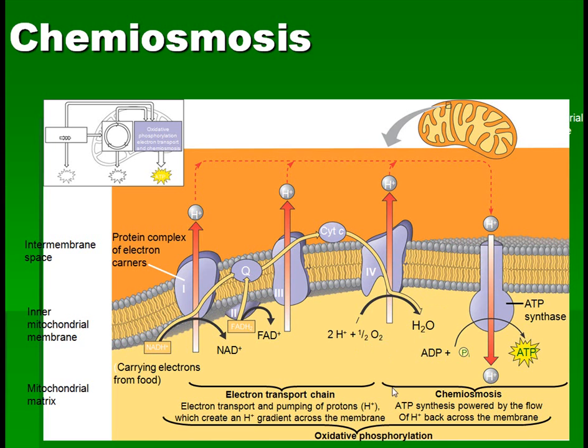These two processes, electron transport chain and chemiosmosis, are coupled together. The electron transport chain is an exergonic reaction, all downhill. Chemiosmosis is an endergonic reaction, building ATP. The two of them, coupled together, allow us to make ATP via oxidative phosphorylation. Oxidative phosphorylation is the coupling of the electron transport chain and chemiosmosis together.